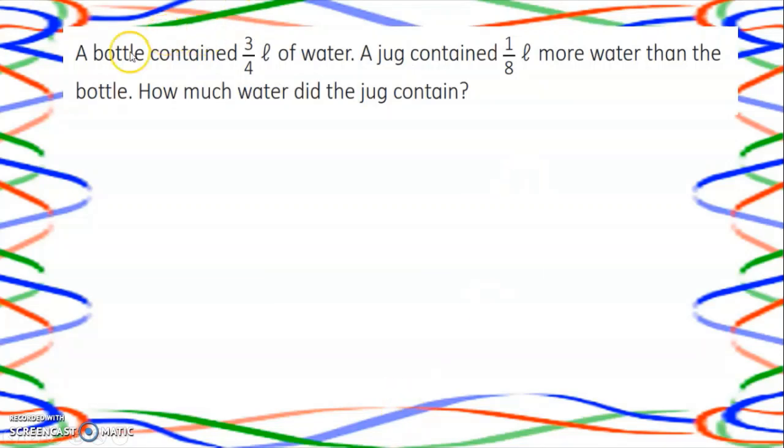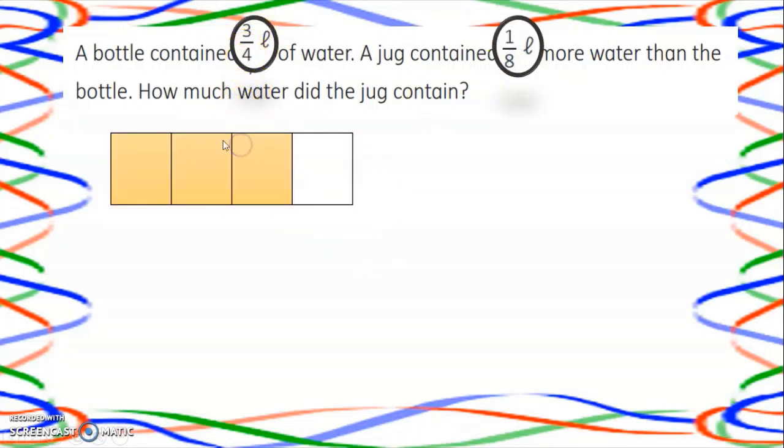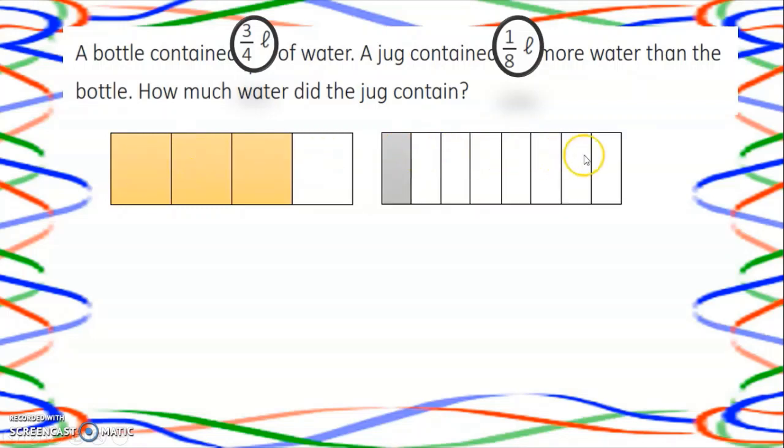Next problem. A bottle contains 3/4 liters of water. A jug contains 1/8 liters more water than the bottle. How much water did the jug contain? So what we are going to do is to take the important 3/4 liter, 1/8 liter. So what are we going to do to this fraction? We're going to draw first the model 3 out of 4, 1 out of 8. Then we're going to combine this fraction.